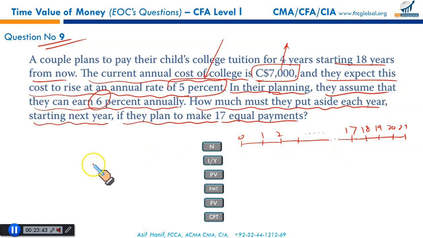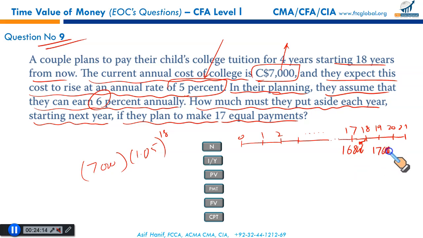Now the amount right now in present term is 7,000. If you grow it at a rate of 5%, 1.05 raised to the power 18, this amount will be 16,846 in the 18th year. This payment is right here. Then you need to multiply it again with 1.05.